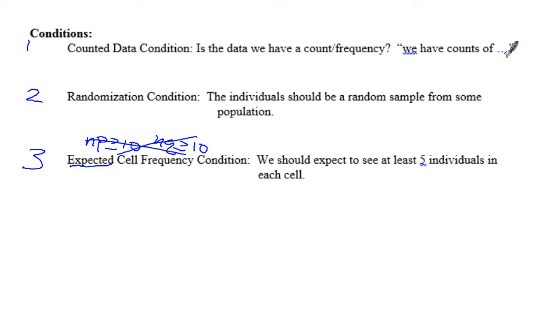The random condition is still pretty much the same. We're checking for a random sample. And then we have something called the expected cell frequency condition. It's kind of like our np, nq condition, saying that it's greater than or equal to 10. We're not actually using that, though. Basically, we're just checking that each cell has an expected value of at least 5 individuals in each cell.